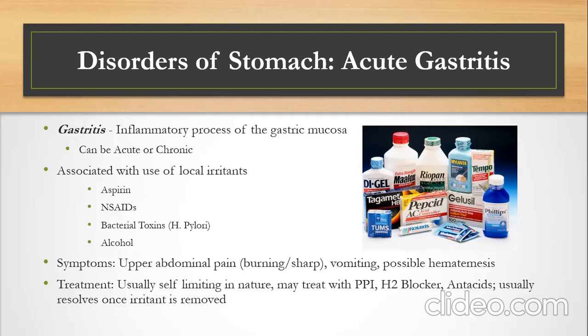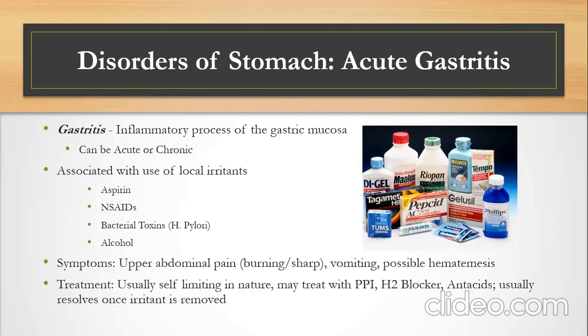Symptoms are going to be upper abdominal pain, epigastric pain, upper middle abdominal pain. You may have vomiting if it's related to like food poisoning. You may have hematemesis, which is bloody vomit, blood in vomit. It could be blood tinged, or it could be coffee grounds, or it could be like gross, frank blood. And we'll talk about that in a second.